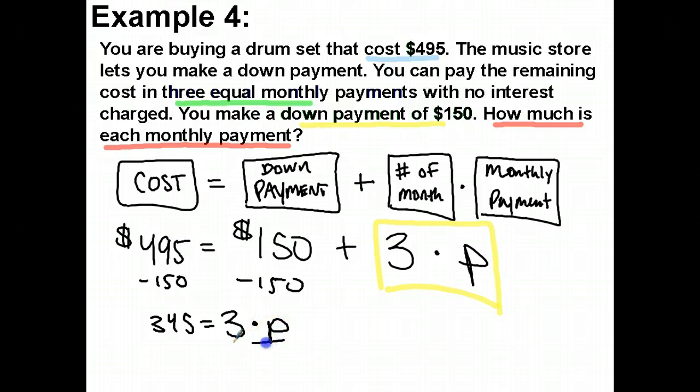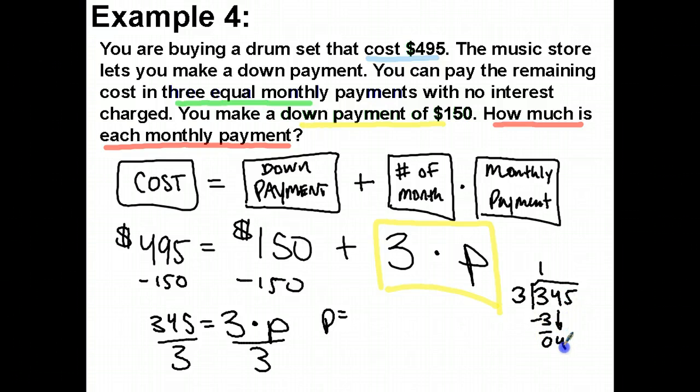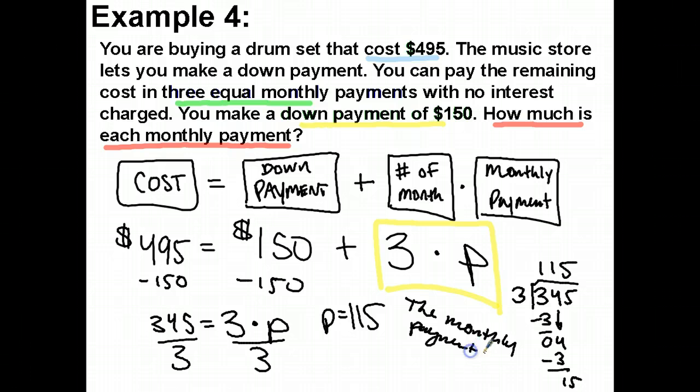And at this point, I want to divide by 3 to find my answer. So I'm going to get P equals, and for those of us that can't do that in our head, on the side here, we'll real quick do it together. 3 goes into 3 one time. Bring down our 4. 3 goes into 4 one time. Bring down our 5. 3 goes into 15 5 times. So we get 115. So we can make the statement then that the monthly payment is $115.